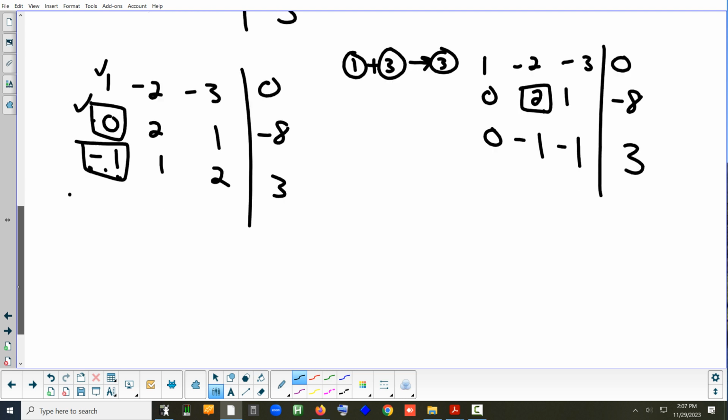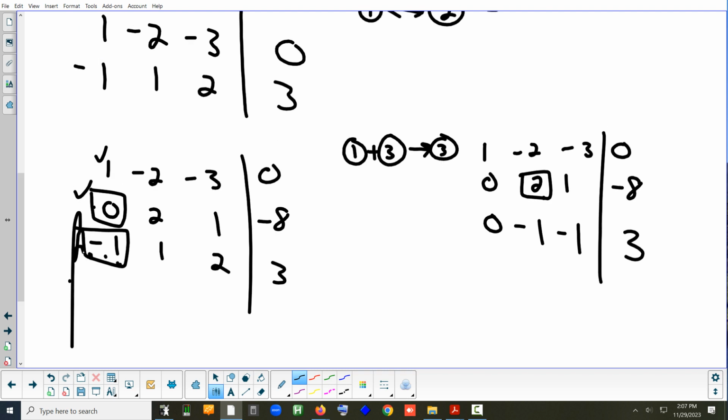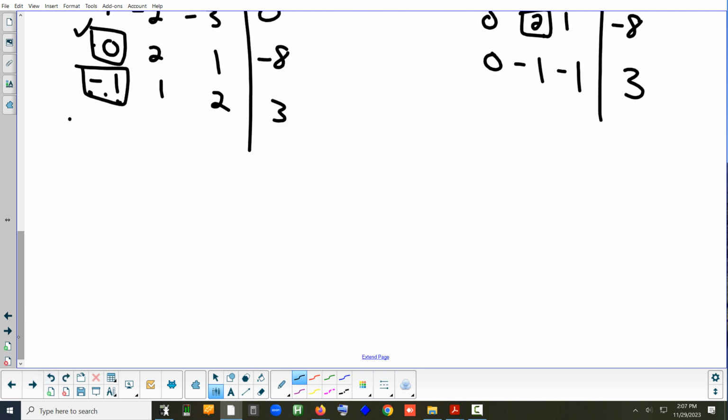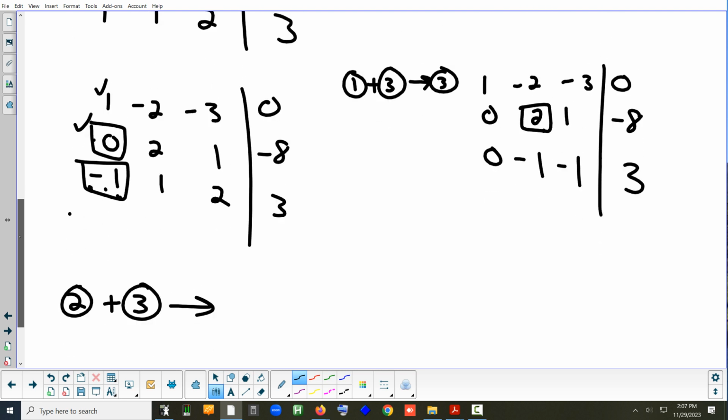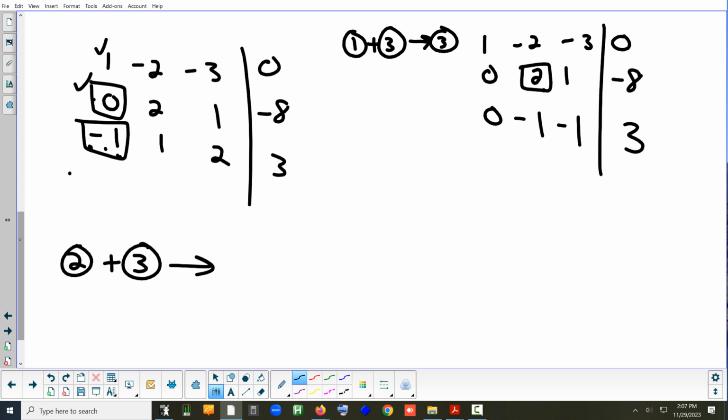Okay, so let's add them up because there's no fractions. So we're going to do row 2 plus row 3. And we are going to replace what's currently in row 2. So rows 1 and 3 are not changing. We're just going to replace something in row 2. So let's copy down rows 1 and 3.